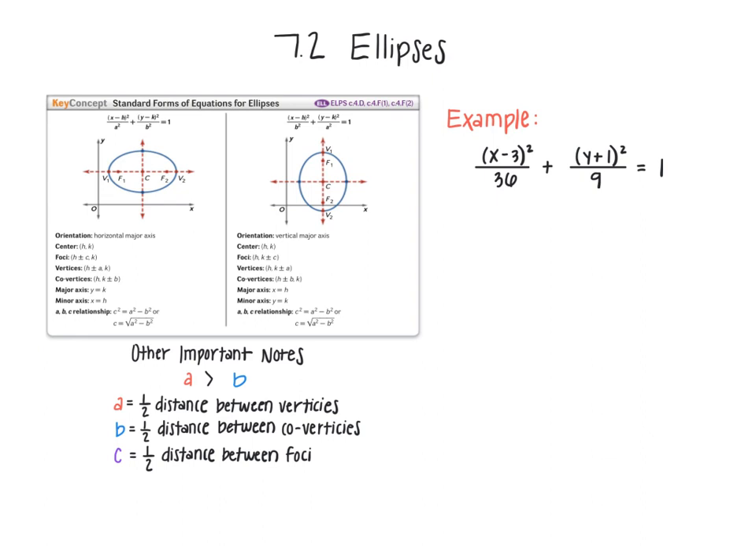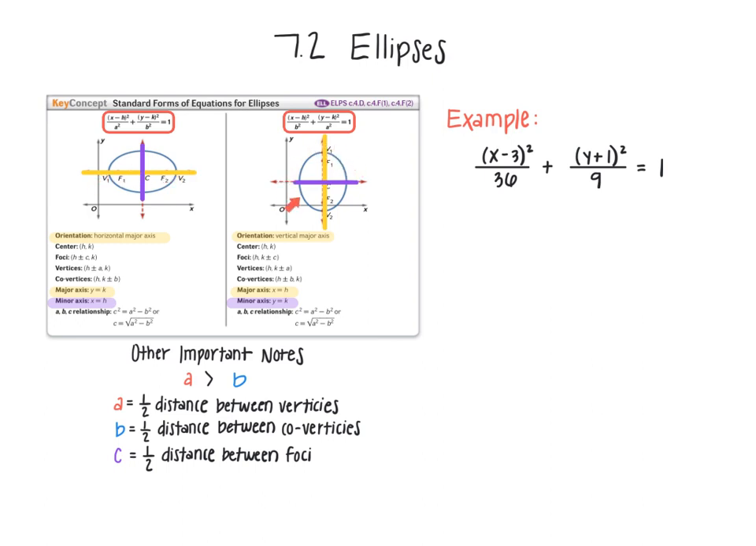Right off the bat, you'll notice two standard form equations for ellipses. The difference between them only has to do with the way that the ellipse is oriented. So ellipses have a major axis and a minor axis. Basically what that means is the ellipse is either laying horizontally or it's standing vertically. So if we look at this picture right here, we know that the major axis is horizontal because that's the longer side of the ellipse.